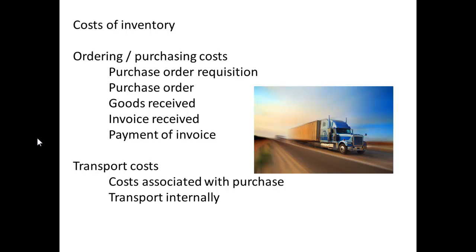Let's consider just the cost of inventory. When we order something, there are costs associated with purchasing. We go through a series of procedures: purchase order, requisitions, orders, goods received, invoice received, payment, and so on. So there are costs associated with the order.